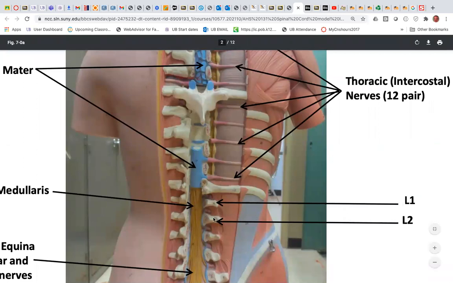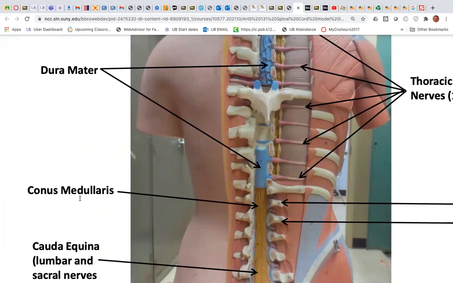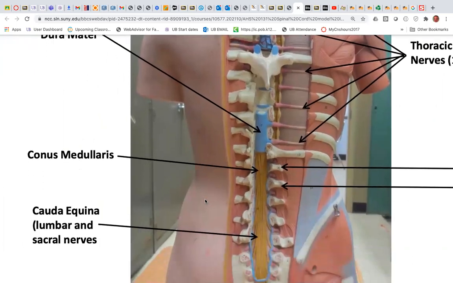Right between the L1 and L2 vertebra is the L1, L2 interspace. That is where the spinal cord ends. That location is the conus medullaris. So the question then is, well, what's all the yellow stuff below that? Well, all the yellow stuff below that is referred to as cauda equina.